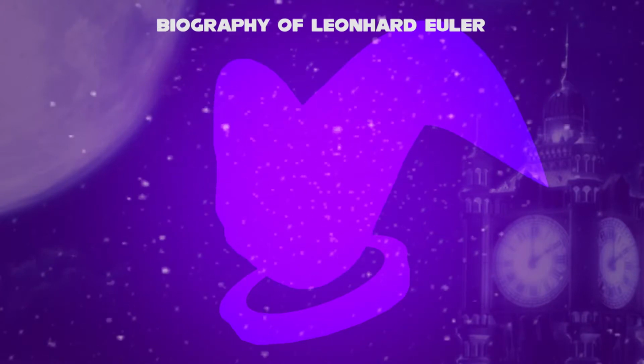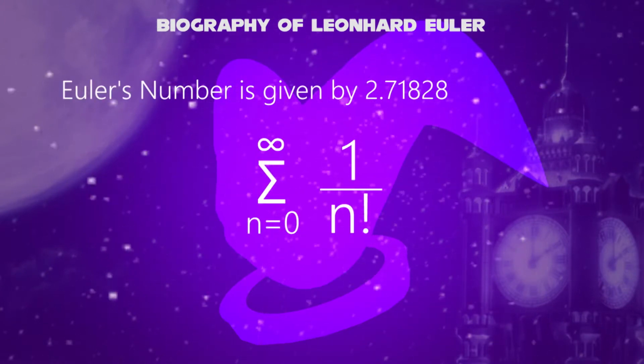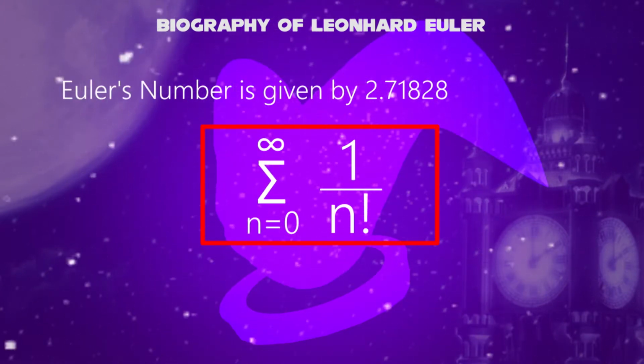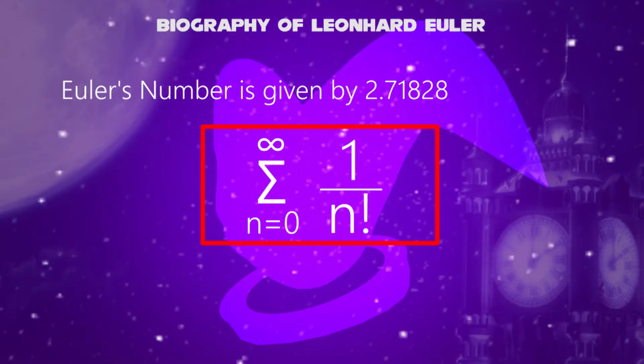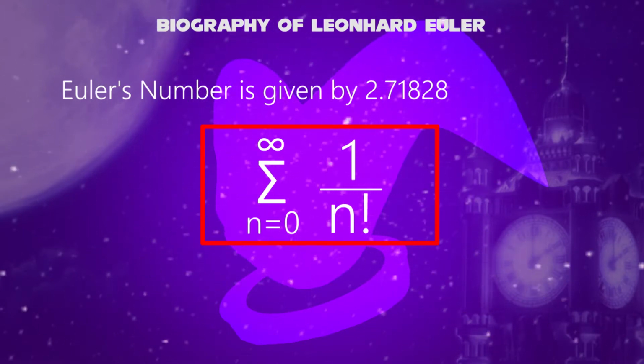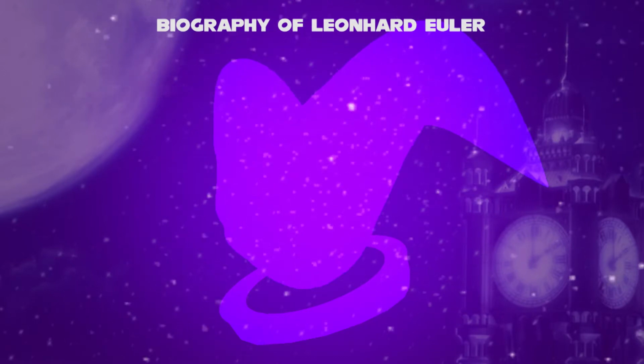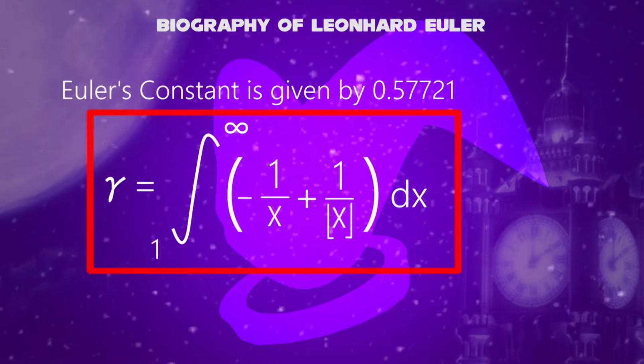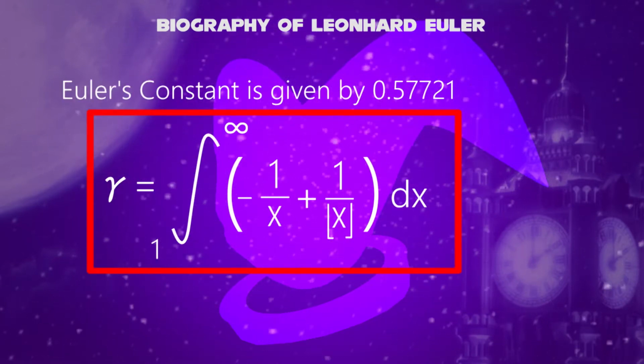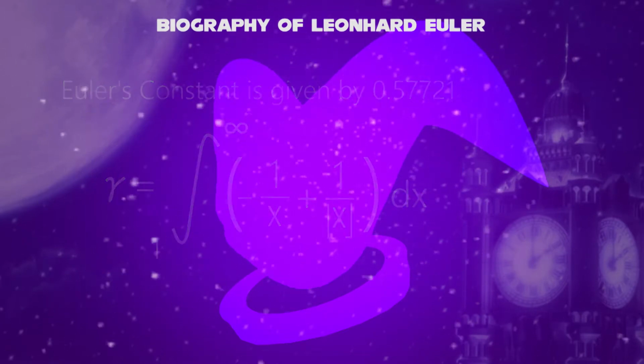As you know, you are familiar with Euler's number and Euler's constant. Euler's number is given by 2.71828 that uses the sum of 1 by n factorial. Euler's constant is given by 0.57721 on the other hand that uses the limit and integral functions.